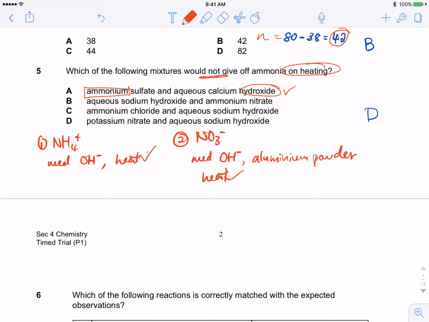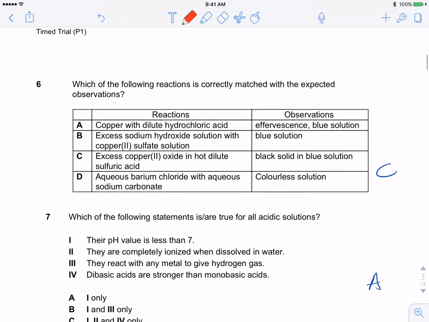Option B, aqueous sodium hydroxide. Hydroxide is there, and it's ammonium again, so it is satisfied. C is ammonium again, and we have hydroxide ions again, so it will give off ammonia. Last, we have nitrates. For nitrates, I need hydroxide and aluminium powder. Hydroxide is here, but there's no aluminium powder, which means that D will not give off ammonia on heating.